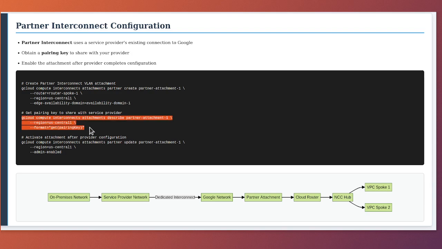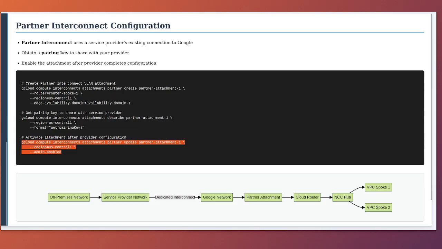The second command retrieves the attachment details, including this pairing key, using gcloud compute interconnects attachments describe. The output contains a pairingKey field that looks like a long alphanumeric string. Share this key with your provider so they can complete the connection on their end. The third command activates the attachment after your provider has configured their side, using gcloud compute interconnects attachments partner update with the --admin-enabled flag. Until you run this command, the attachment remains in the pending partner state and cannot pass traffic.